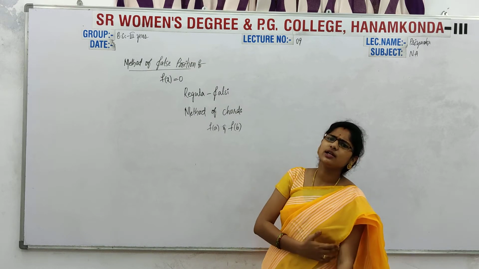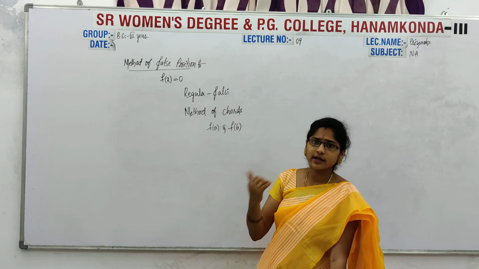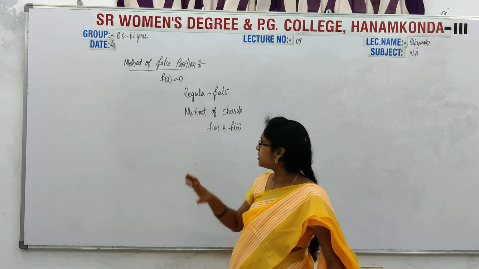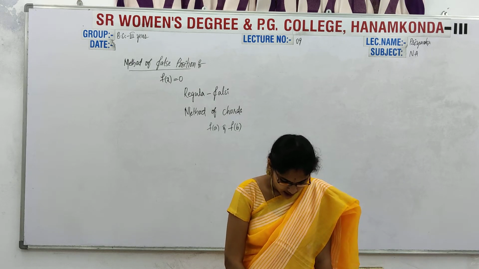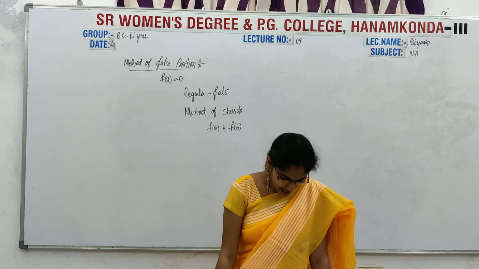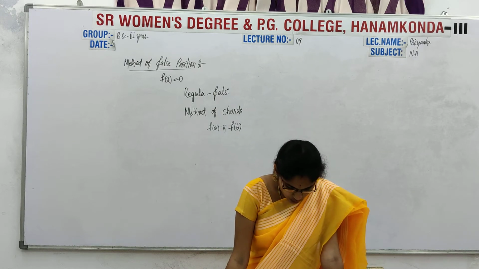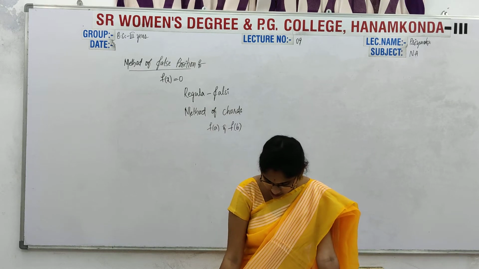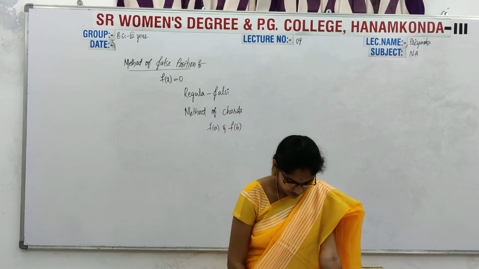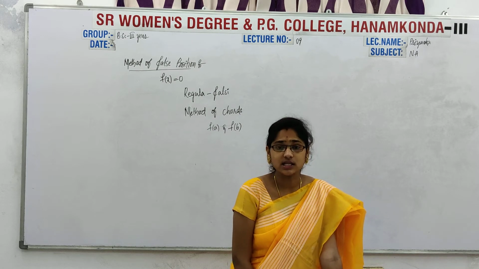See, it is generally similar to the bisection method. In the bisection method, what do we consider? One is positive and another one is negative. So similarly here also, f(a) and f(b) are of opposite signs. Hence, a root must lie between these points.